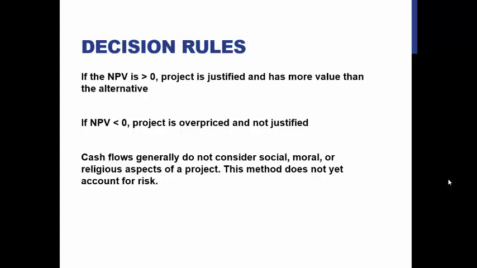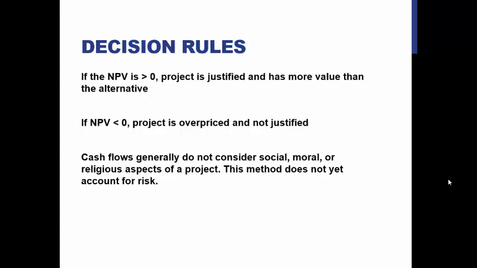So cash flows often do not include social, moral, or religious aspects of a project. So if you see something that's operating at a negative net present value but has societal benefit that has not been quantified, maybe an example of this could be a transit project that has benefits to the transportation network because it takes traffic off the road and relieves traffic congestion. That could be a benefit and maybe a justification for operating at a negative net present value.